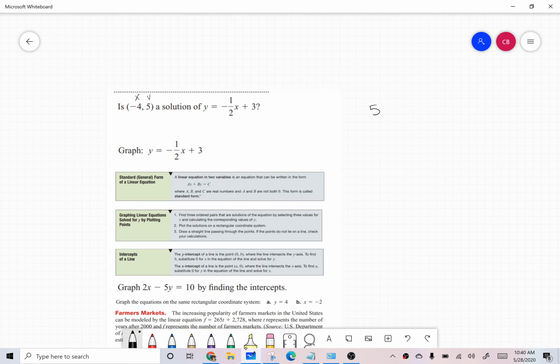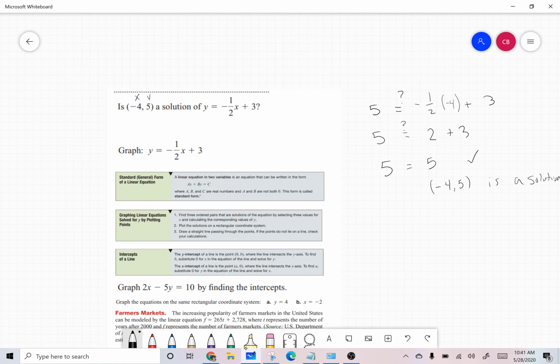We have 5 is equal to, with a question mark, negative 1 half x plus 3. I'm sorry, we don't need the x. We were supposed to plug in the negative 4 for that. Okay, that's better. And so 5 is equal to negative 1 half times negative 4, which is equal to 2, plus 3. And clearly 5 is equal to 5. And so negative 4, 5 is a solution.